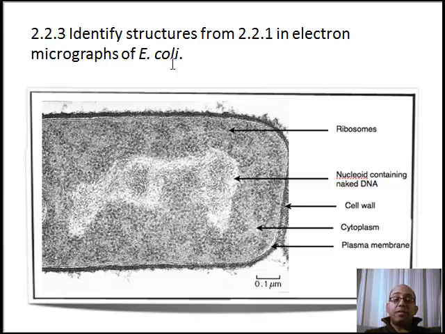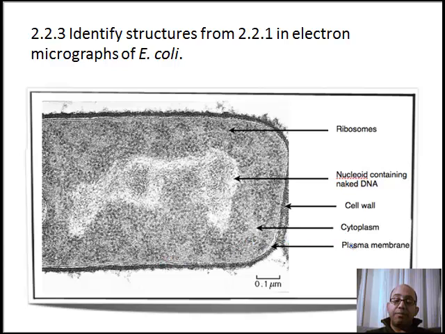The next assessment statement states that you have to identify the structures from 2.2.1 in electron micrographs of E. coli. An electron micrograph is basically a name for a picture that's taken by an electron microscope, which has a very high magnification. So you can see that on the outside is the cell wall, and the plasma membrane is going to be right up against the cell wall, but just inside of it. And you can kind of see this little squiggly line here, and that's the plasma membrane.